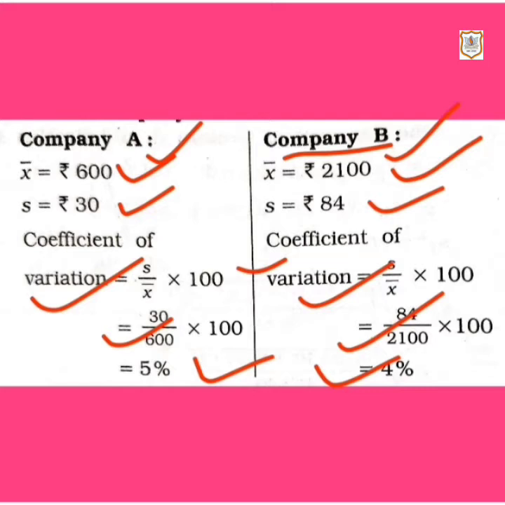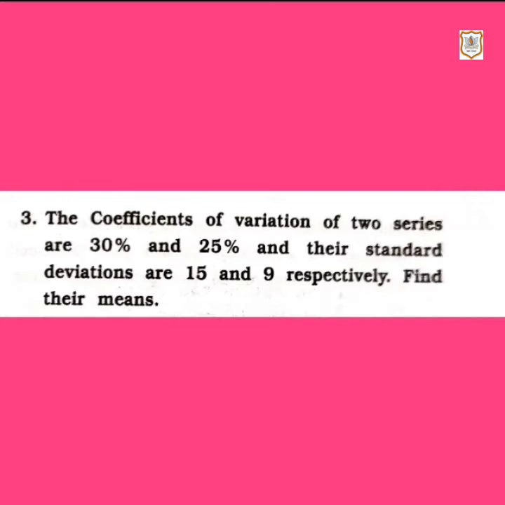Now, company A has 5% variation, company B has 4% variation. The lesser the variation, the more the stability. So company B has less variation, so company B is more stable. Now let's do sum number 3. Let's read sum number 3.